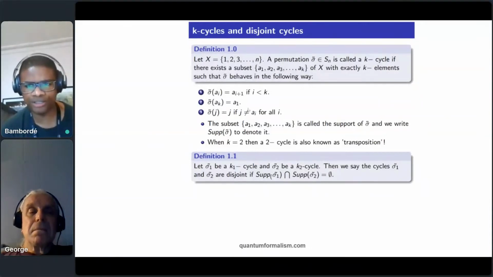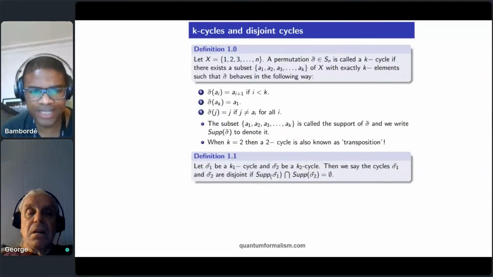By the way, can you see the cursor? I don't see the cursor. Okay, so it doesn't matter anyway.